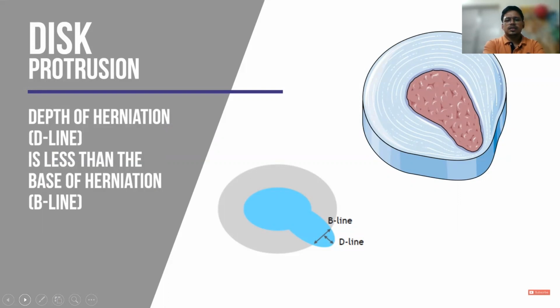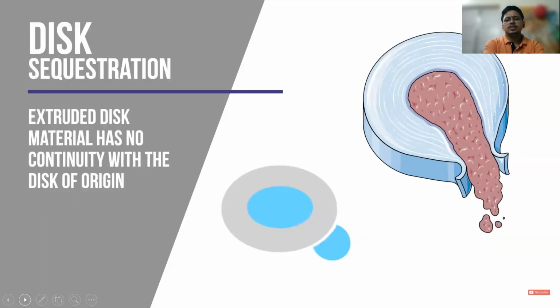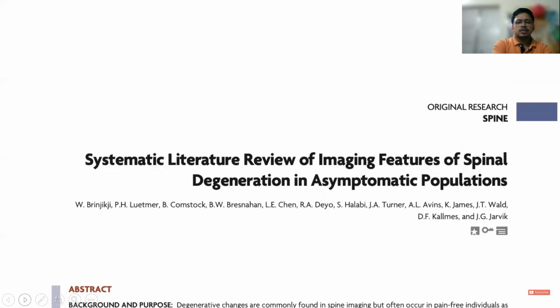When the gel-like structure protrudes from the inner side to the outside within the fiber-like structure, this is called disc protrusion. When the gel-like structure comes out from the fibrous structure, this is called disc extrusion. When this gel-like structure gets separated from the original site, this is called disc sequestration. This is a more serious problem with more pain, but there is an interesting fact we will come to later on. This is present asymptomatically in all persons in our society.